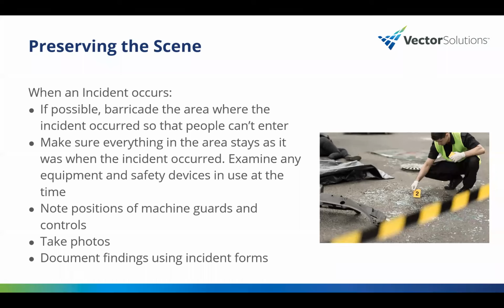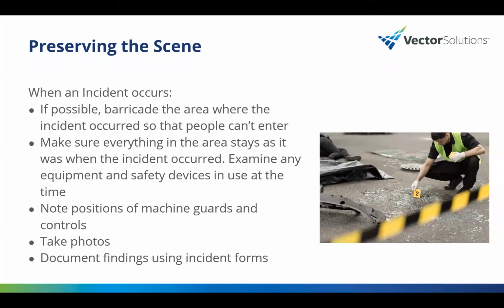So the first thing you want to do, again, after you have established that everyone is safe, is barricade the area to allow you to do your incident investigation, and again, to keep it safe. And you want to examine the scene. You want to take photos and videos. It's so easy now to take photos and videos of incidents as they occur, and to take multiple. And you want to note the positions of any machines or controls or vehicles, depending on what type of incident it was. And you want to document the findings using incident forms.